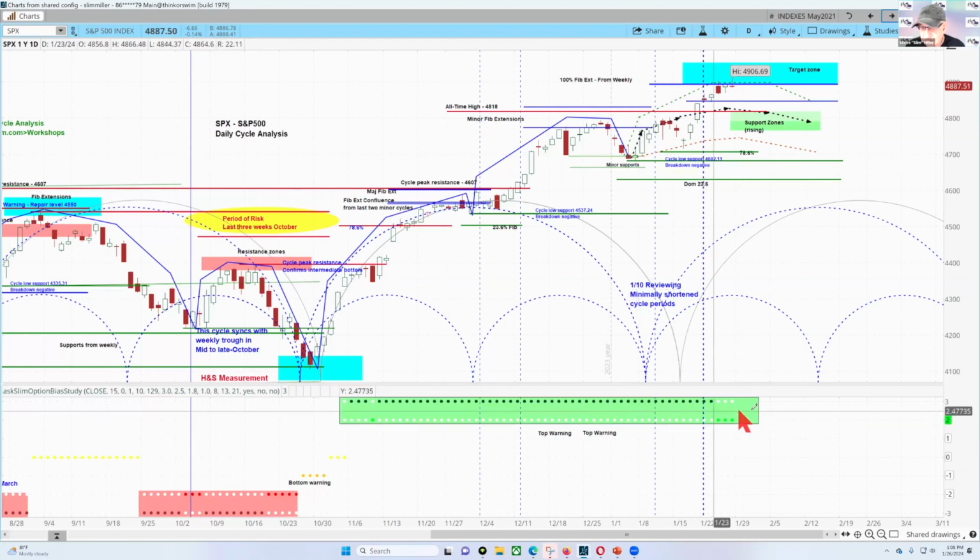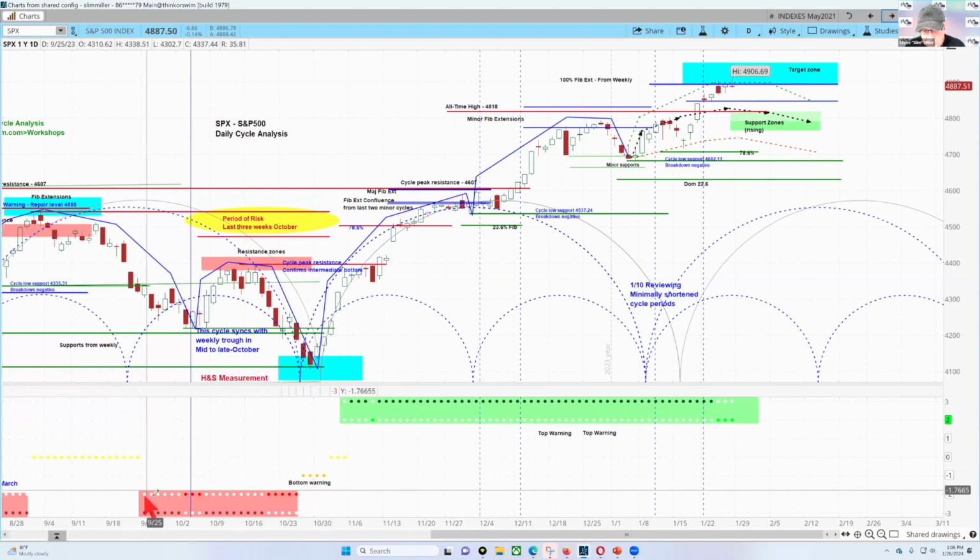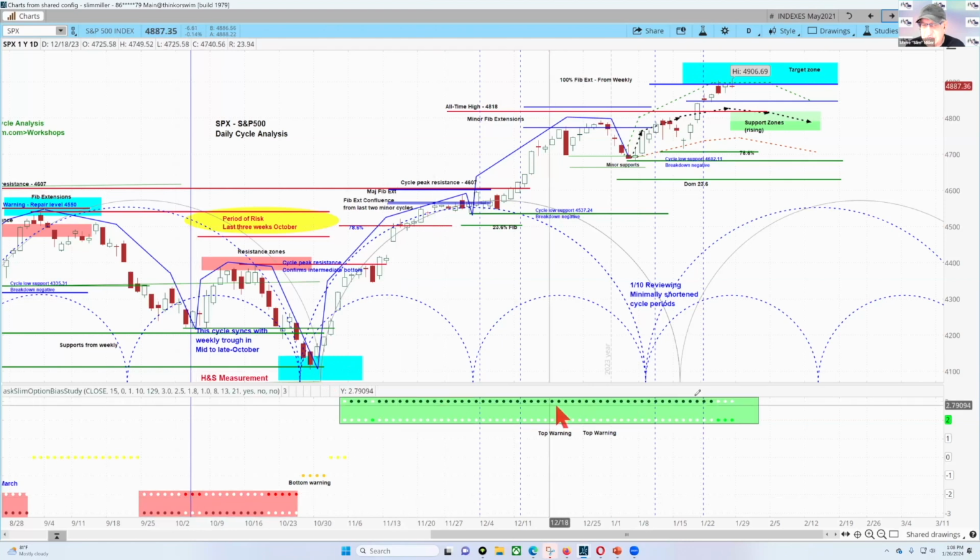And we're still very positive. So this basically tells you to put your option positions as negatively biased when it's red, and positively biased when it's green. That's good information.